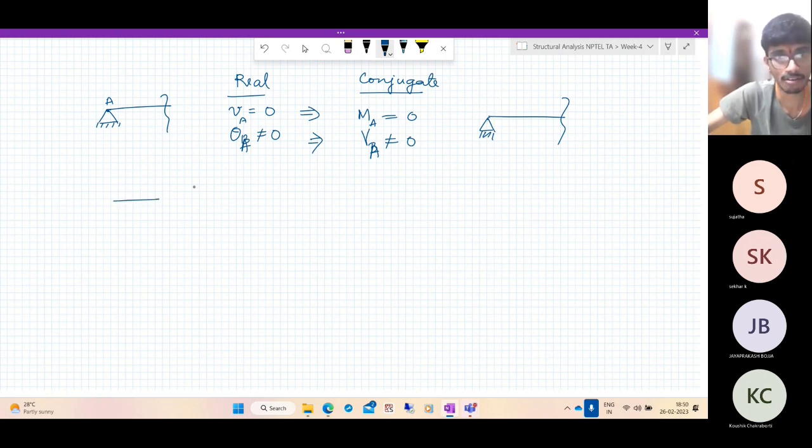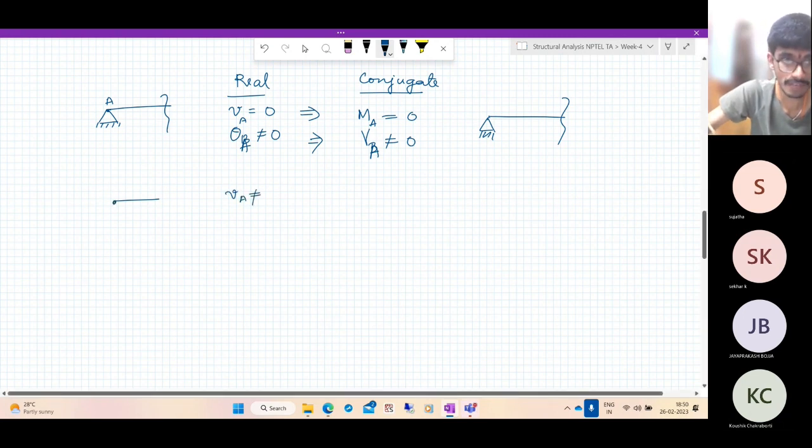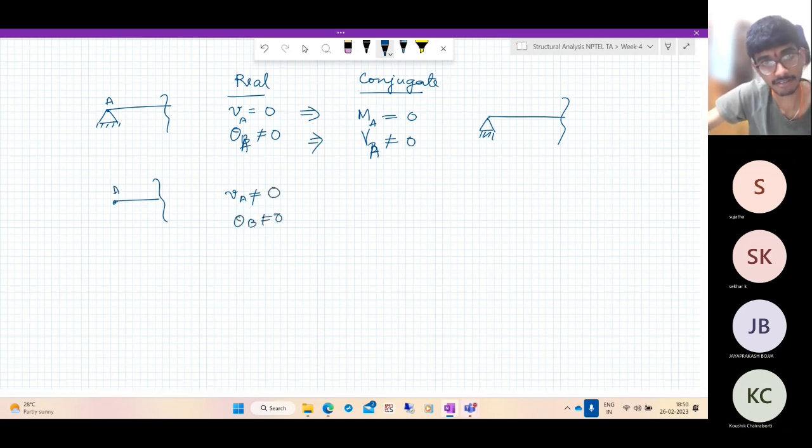Now, if you have a free end on the real beam, what does it mean? The deflection is non-zero and the rotation is also non-zero. So what does it correspond to? On the conjugate beam, the moment is non-zero and the shear force is non-zero. So what does that correspond to? It's not a free end. It is a fixed end.